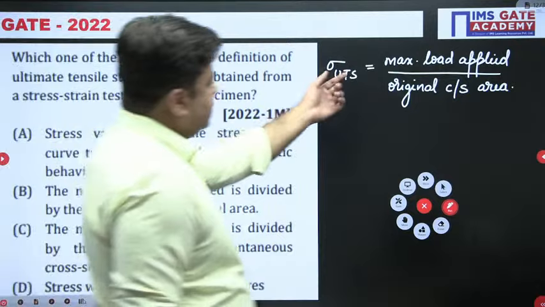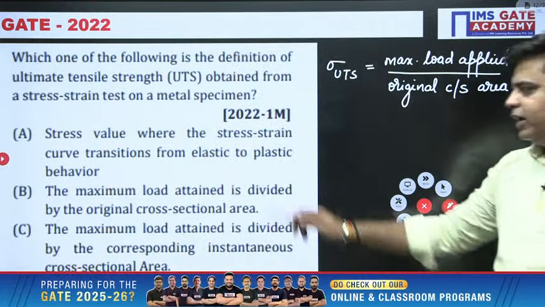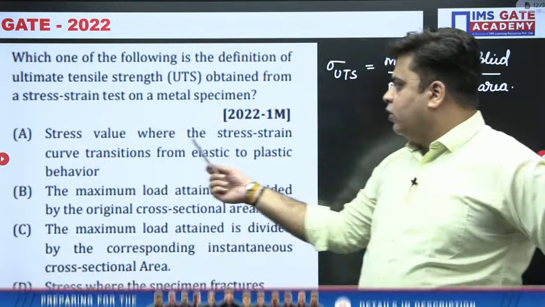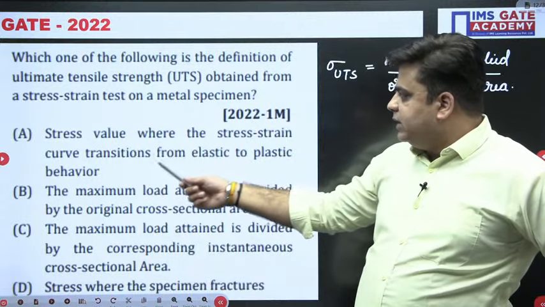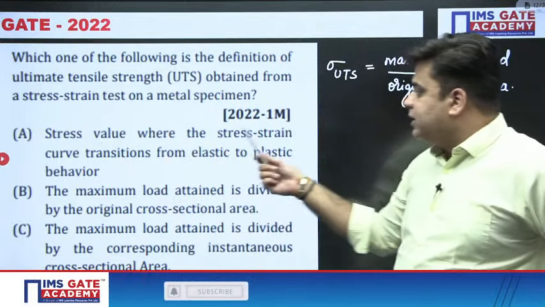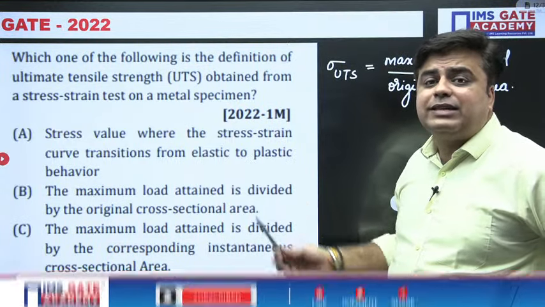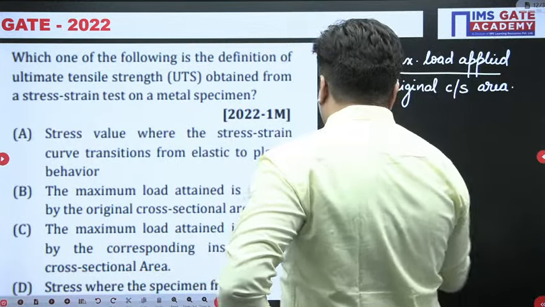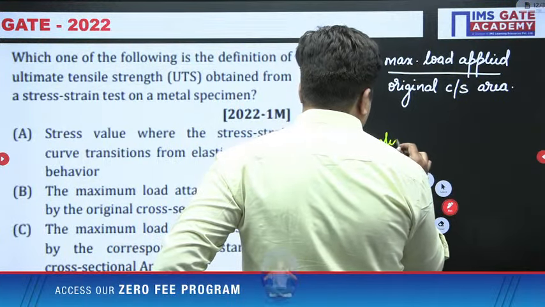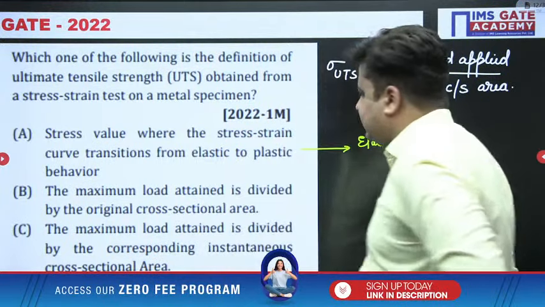So UTS, ultimate tensile strength, is maximum load applied divided by the original cross-sectional area. Can you tell me which option is correct? A, B, C, D. Option A says: the stress value where the stress-strain curve transitions from elastic to plastic behavior. This is your elastic limit, where your body will transition from elastic to plastic behavior.